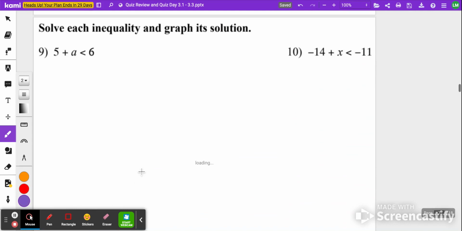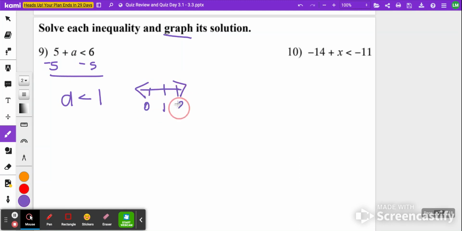Now we're ready to solve each inequality and then graph its solution. So let's go ahead and get started with it. Number 9, we subtract 5 from both sides, so we get a is less than 1. When we graph that, we have 1 here, 0 and a 2. That's an open circle pointing left.